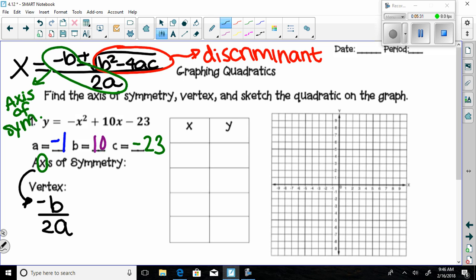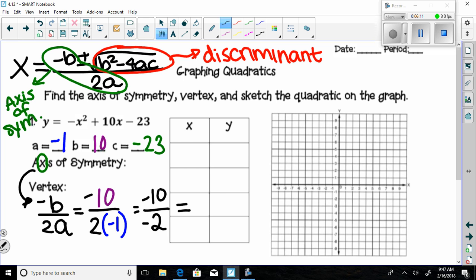And negative b just means the opposite of b, right? Negative, opposite, same thing. So right here, what is the opposite of 10, my b? Negative 10. So I'm going to write that right here. And if this b was negative, what would be the opposite? Positive, right? Go over 2, and what's your a? Negative 1. Cool. And so we end up getting negative 10. And what's 2 times negative 1? Negative 2. And you end up getting 5.